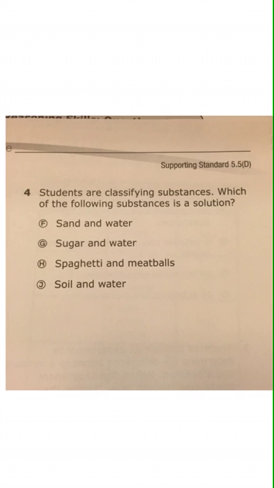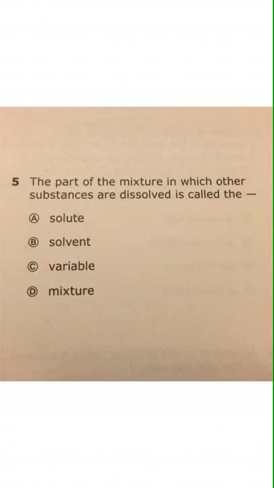Students are classifying substances. Which of the following substances is a solution? Sand and water, sugar and water, spaghetti and meatballs, or soil and water. The part of the mixture in which other substances are dissolved is called the solute, solvent, variable, mixture. So they're asking which substances are dissolved in, not what is being dissolved.